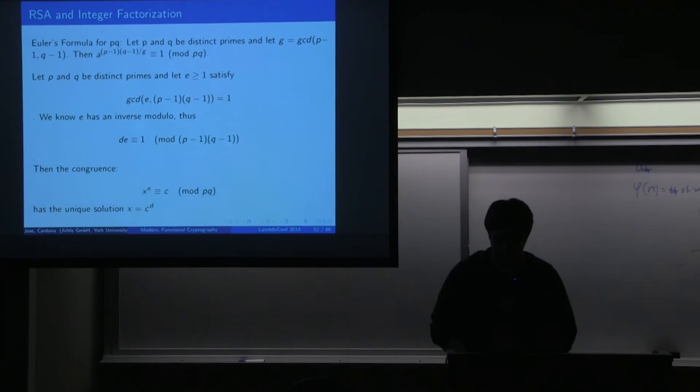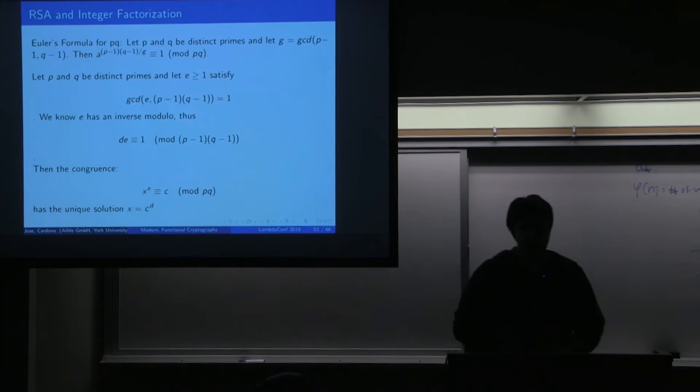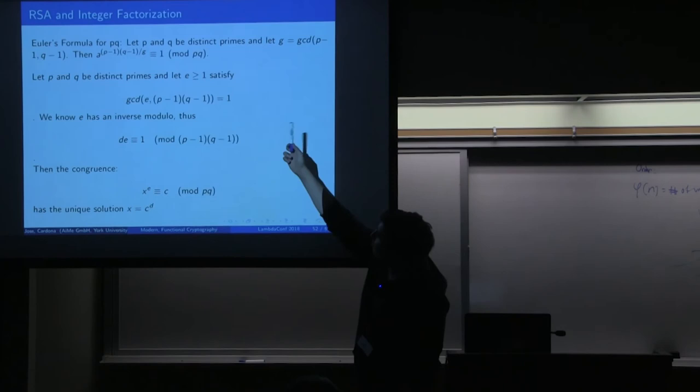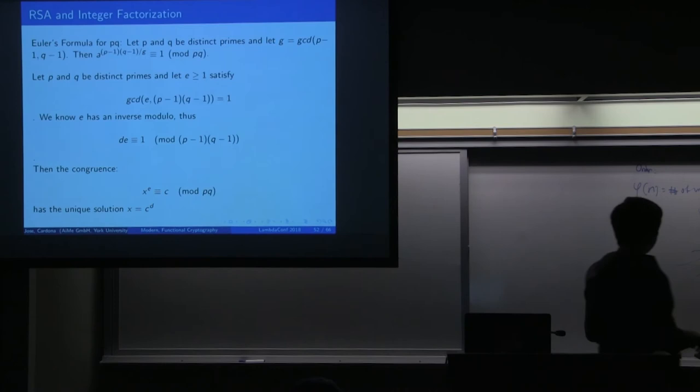Okay, so let's move to RSA. Before we actually talk about RSA, we have to talk about what the difficulty is based off of, because it's not the DLP, it's a different problem, where the problem is mainly integer factorization. But first, let's talk about Euler's formula for PQ. It's actually a theorem. If p and q are distinct primes, and we set g to the greatest common divisor of p minus 1 and q minus 1, then a to the (p minus 1)(q minus 1) over g is 1 mod pq. And this is provable. I will prove this one really quickly.